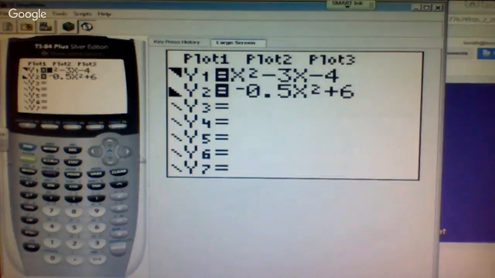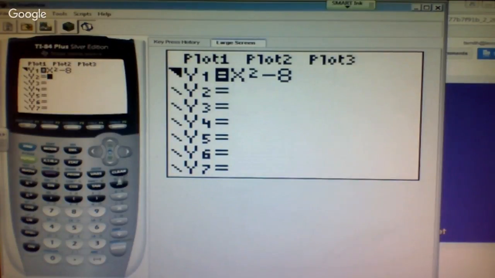So back to y equals. We've got x squared minus 8. I already have it set to shade above. Well, no, sorry, I cleared it out. Make sure when you clear it out, you go back and change it to shade above. All you do is scroll over to where the line is and hit enter until you get what you want. Your second one is shade below, and that one is just x squared.